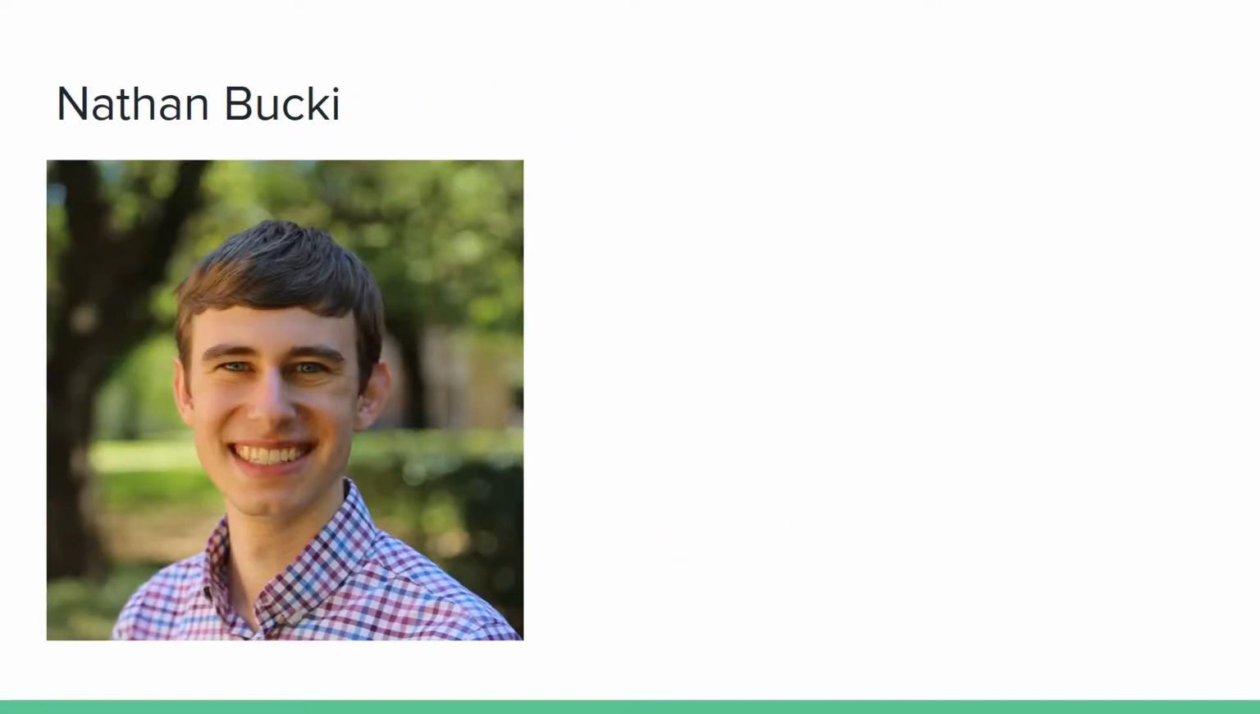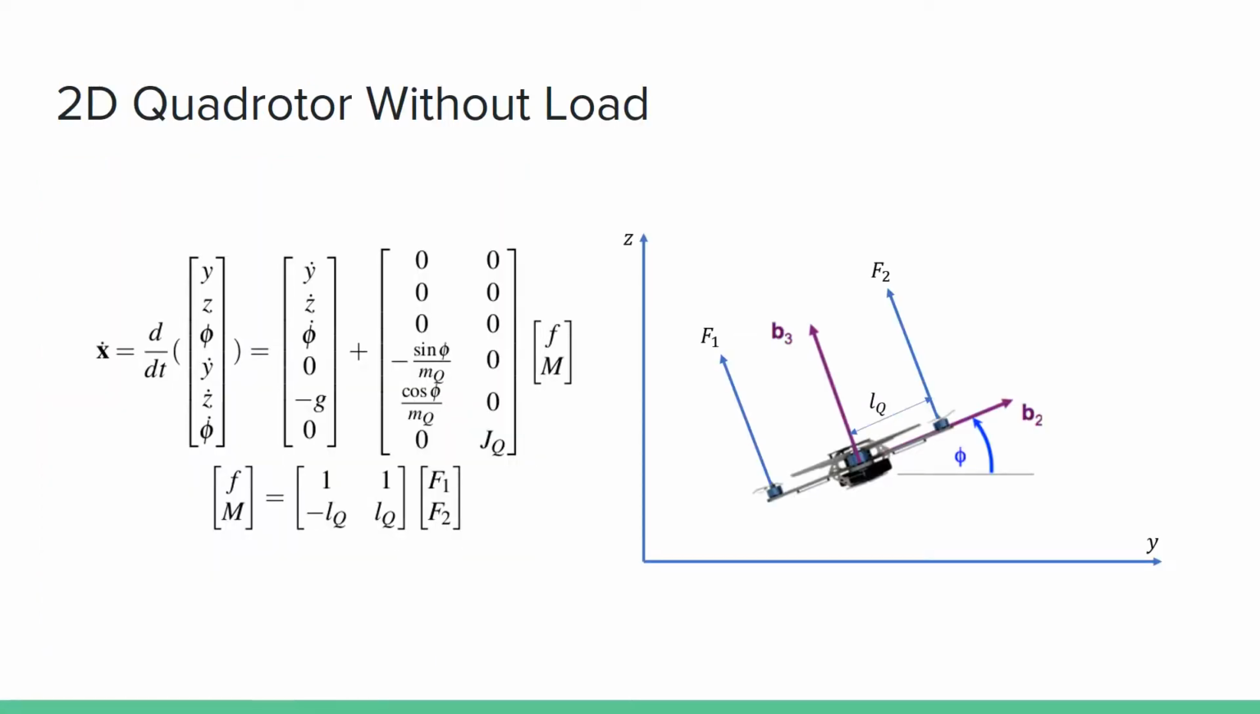All right, hi, I'm Nathan Bucky. I'm going to be talking about the dynamic derivation for our system. First, we started with a simple 2D quadrotor for all of our test cases in order to ensure that our model was correct and that our algorithms worked. So the derivation for our model involves two thrust forces in the body frame of the quadrotor labeled F1 and F2. We have a 2D coordinate system with a z-axis in which gravity acts, and then a y-axis, which is just the horizontal direction.